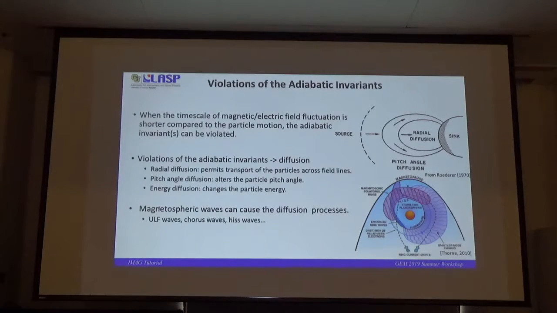As we'll also discuss in her tutorial Monday, magnetospheric waves can cause diffusion processes, and there is a zoo of waves in the inner magnetosphere, so I'm not going to touch on this part in detail.